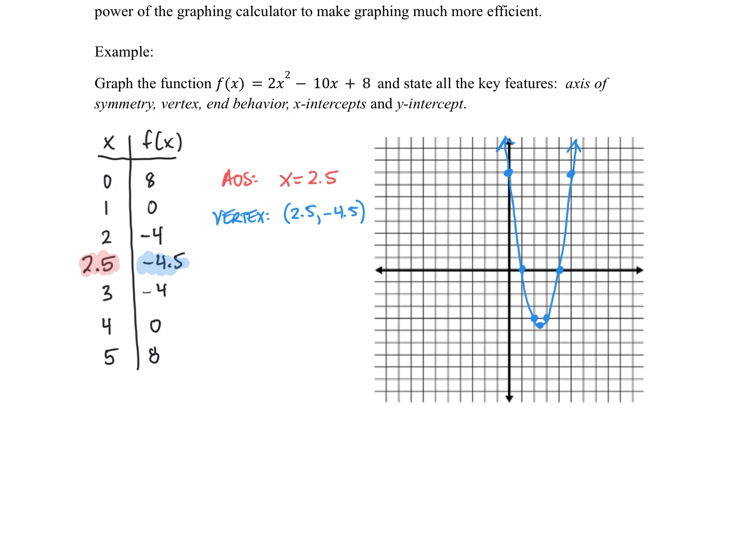My x-intercepts are where y equals 0. You can get them from the graph, or you can get them from the table. So my x-intercepts are 1, 0, and 4, 0. Remember, x-intercepts are otherwise known as roots, also known as zeros. So we've got 1, 0, and we have 4, 0. And our y-intercept is where x equals 0. 0, 8. So there's our y-intercept.